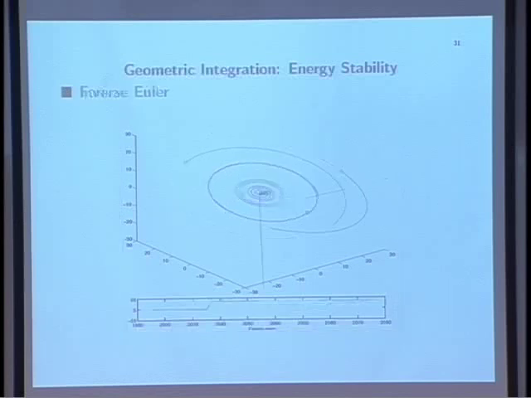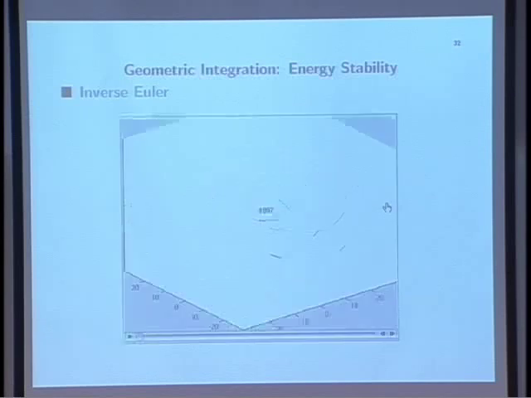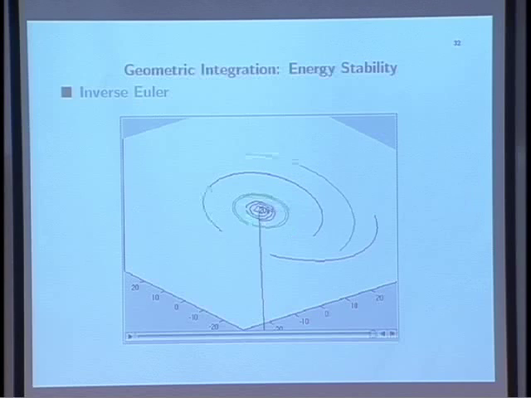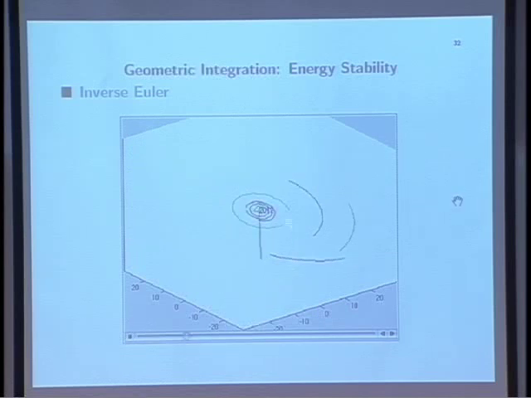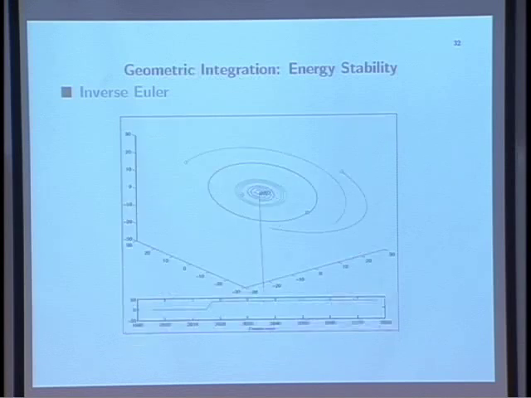So let's see what happens with inverse Euler. Inverse Euler is even worse, as it turns out. And the reason it's worse is because inverse Euler is in some sense dissipative. Why is my computer so slow? Okay, let's see that again. It's somewhat dissipative, and this orbit is decaying until it's really close to the sun, and then it gets kicked by numerical noise. And so you'll see that it does quite badly as well.